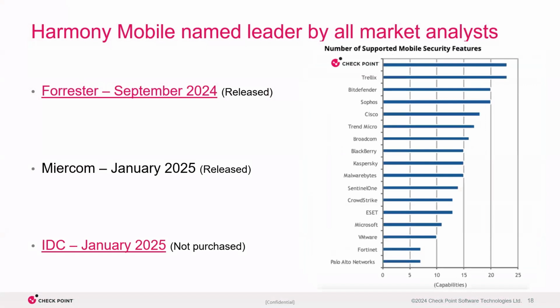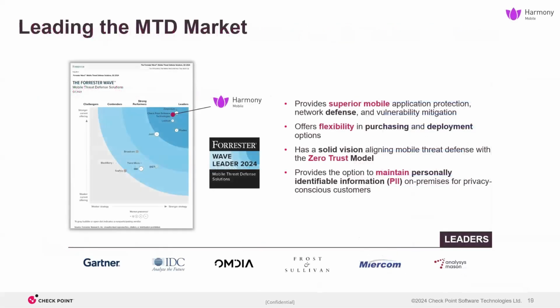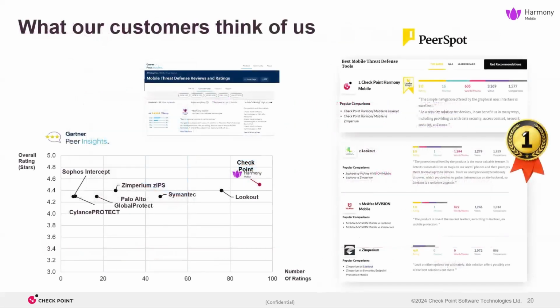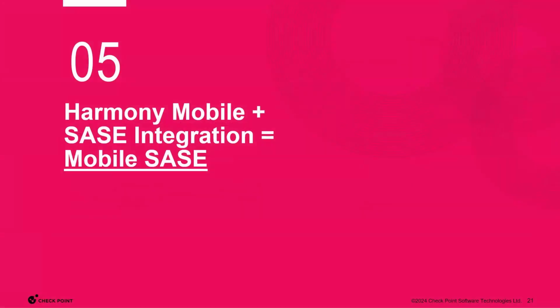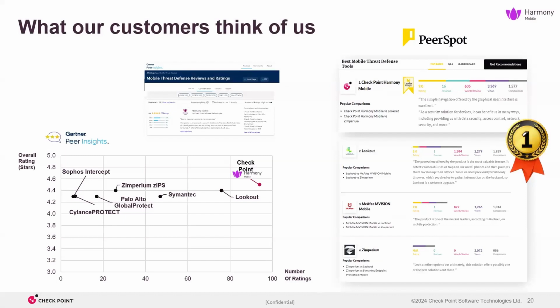Last thing I'm going to mention today is that we were also ranked at the highest tier by IDC in terms of the number of supported mobile security features. And then we already mentioned Forrester Wave. We can move on. So customers like us too. We have lots of references that we can share.